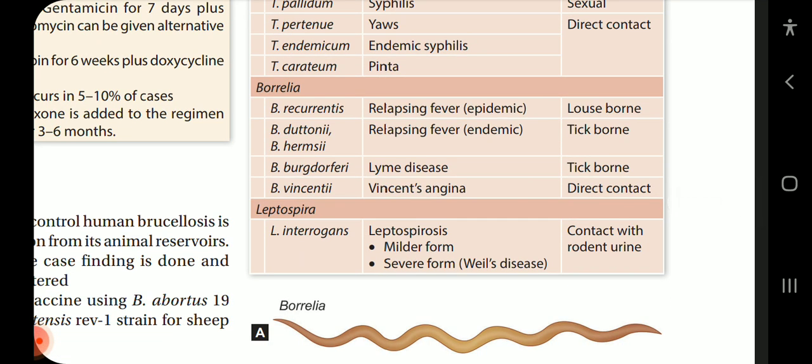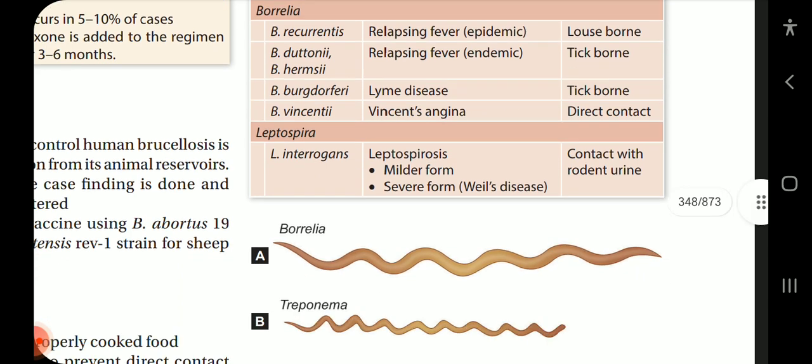Now Borrelia recurrentis, epidemic relapsing fever, which is louse-borne. Borrelia duttonii and Borrelia hermsii, which cause endemic relapsing fever, which is tick-borne. Borrelia burgdorferi, which causes Lyme disease, which is tick-borne, and Borrelia vincentii, which causes Vincent's angina, which is by direct contact. Now Leptospira species, Leptospira interrogans, causes leptospirosis, a milder form, and the severe form is Weil's disease. It is spread through contact with rodent urine.